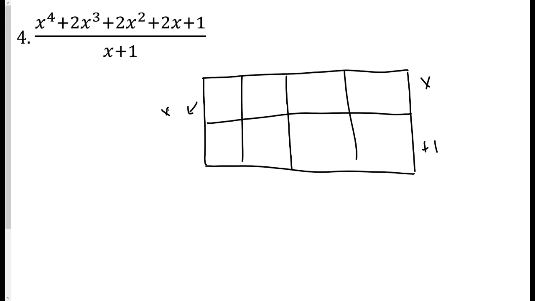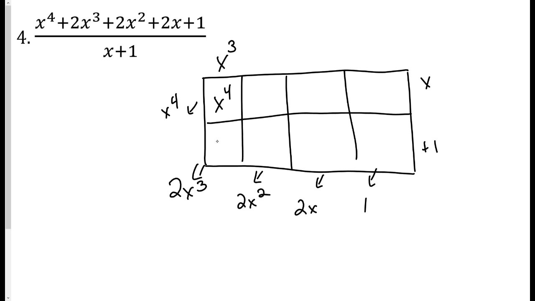From this diagonal, I get x to the 4th, and from that diagonal 2x cubed, 2x squared, 2x, and a 1. So x to the 4th had to come from that box. What times x gives me x to the 4th? X cubed does. Multiply through. X cubed times 1 is x cubed. I need 2x cubed, so there had to be another x cubed there.